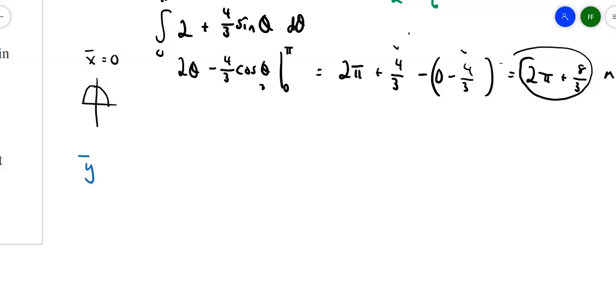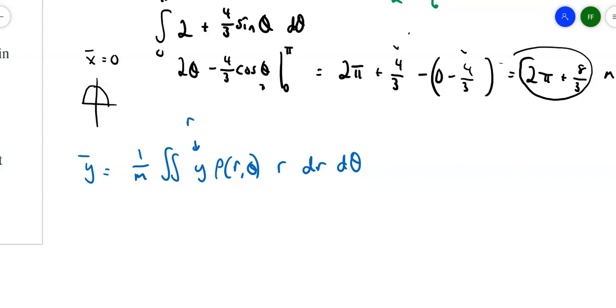The center of mass for the y-coordinate is going to be 1 over the mass times the double integral of y times rho of r theta. Don't forget the r dr d theta. Right, what do we do with this? First of all, that y, we said, can be represented as r sine theta.